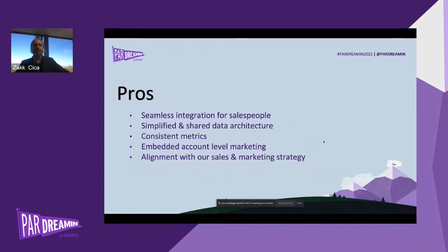So the pros of Pardot. Pardot lives in Salesforce. It's a seamless in-house integration, and that is critical for us. It's a simplified and shared data structure. So when we talk about things, we're talking about everything within Salesforce and Pardot. We have consistent metrics because, again, it's all built into one thing. We can do embedded account-level marketing, and more importantly, it aligns with our sales and marketing strategy.